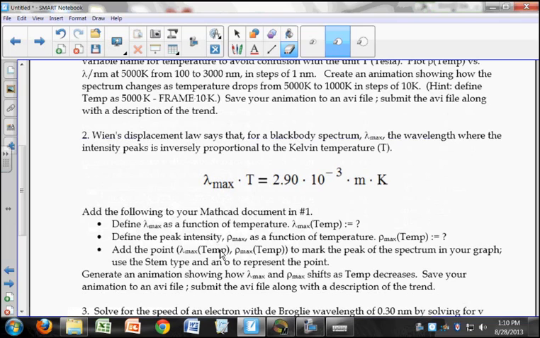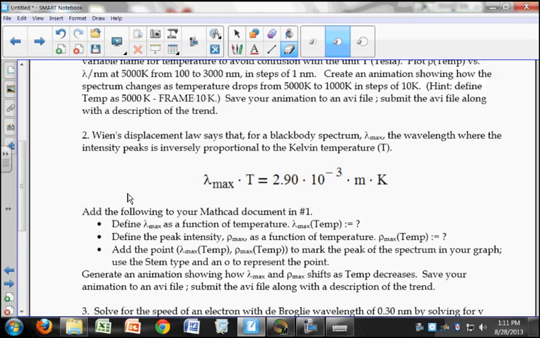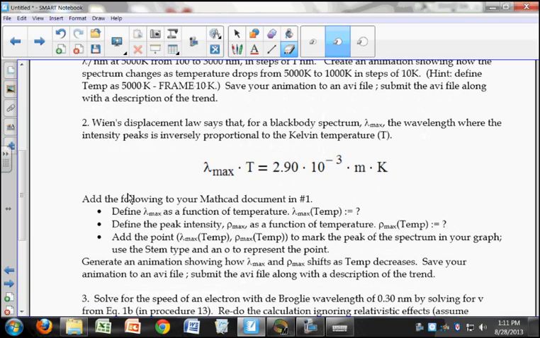And I think you also need an animation in this case for the Wien's displacement law. Oh, when exactly do we do that? Like during lab period? During lab period. So this next couple of lab periods you work on this, and then you create your animation to submit.